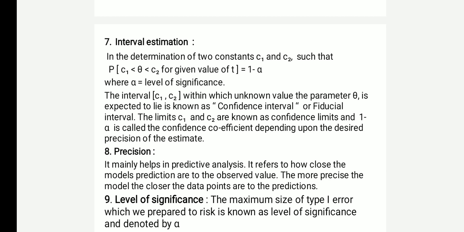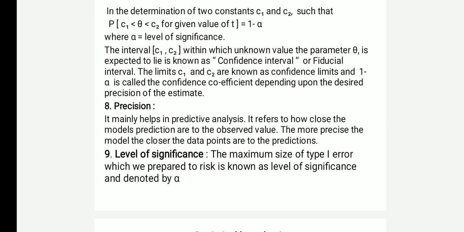You conduct an experiment and get the result, that is the observed figure. Then by the theory also you get some results. How your theory and the observed values fit together, or how near they are to the true values, that is the precision. This mainly helps predictive analysis. It refers to how close the model's predictions are to the observed values. The more precise the model, the closer the data points are to the predictions.